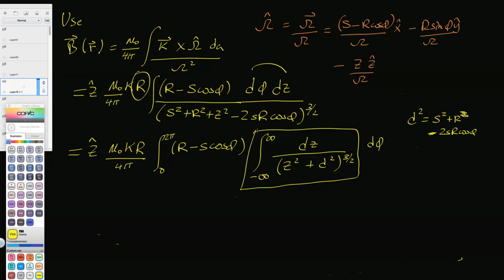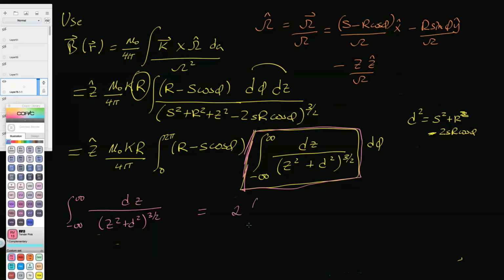So actually, let me outline that in pink. In pink, we have our integral from negative infinity to infinity, dz over z squared plus d squared to the 3/2. This is something that you can look up. Now it is an even integral, it's even in z, so there's no reason why I can't integrate from 0 to infinity instead, with a 2 out in front. So 2 times the 0 to infinity integral of the same thing.